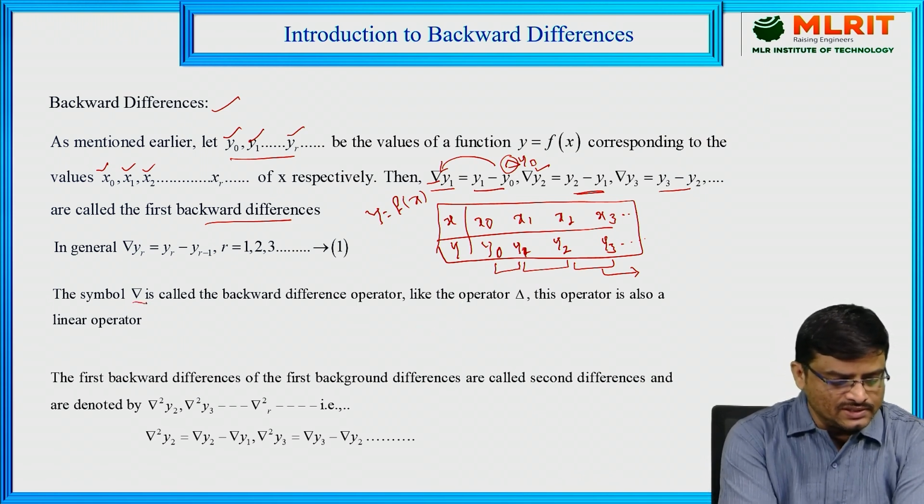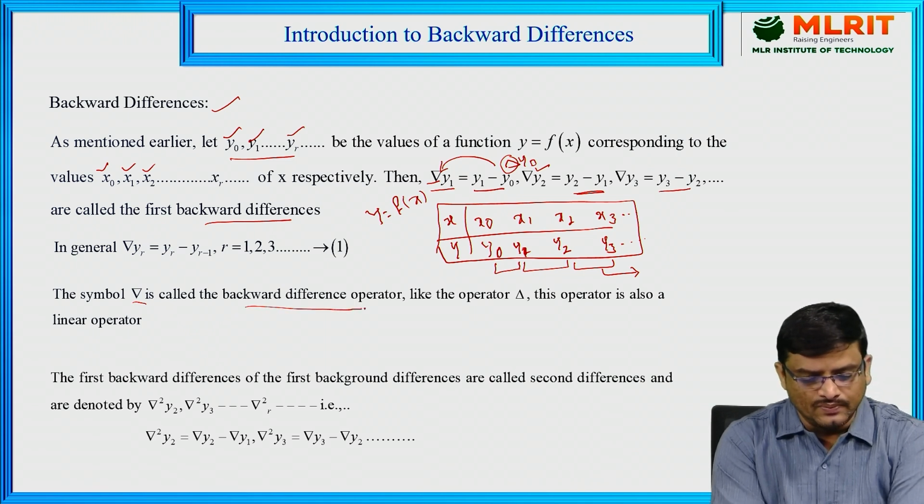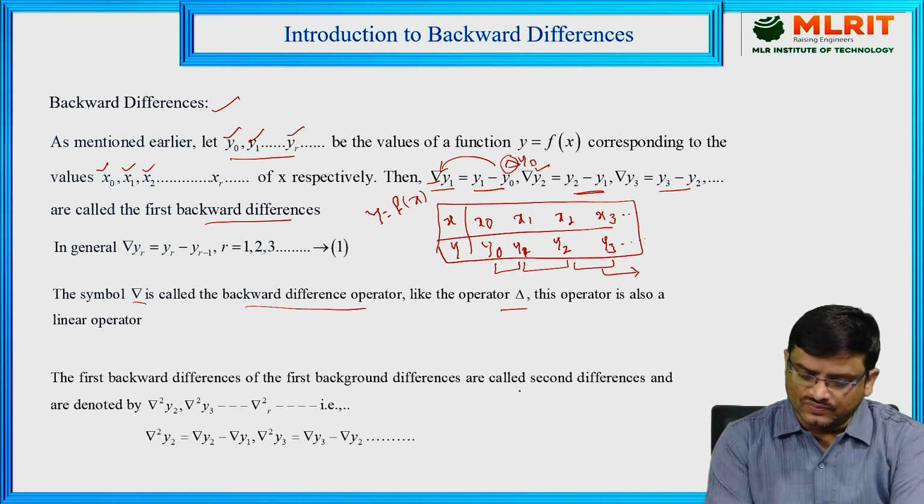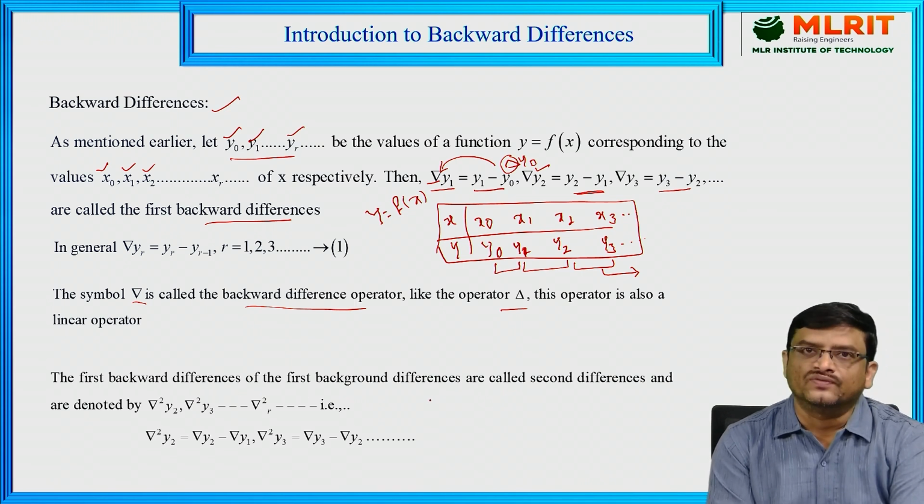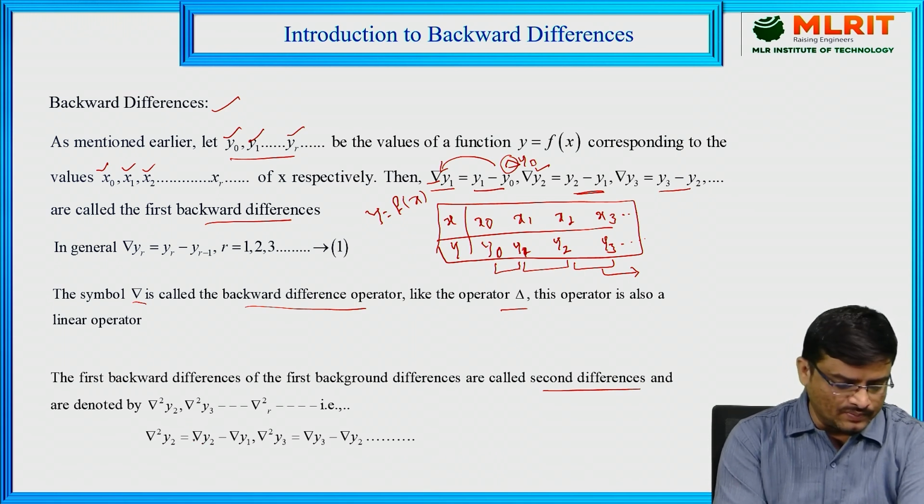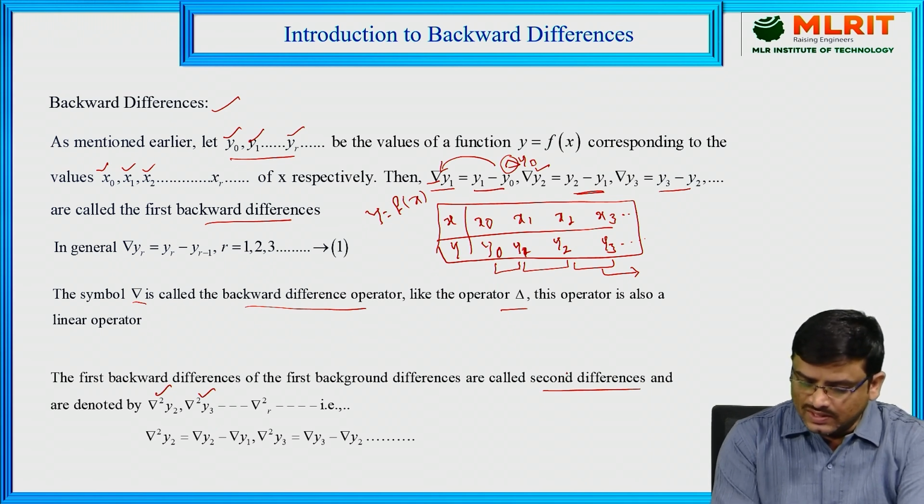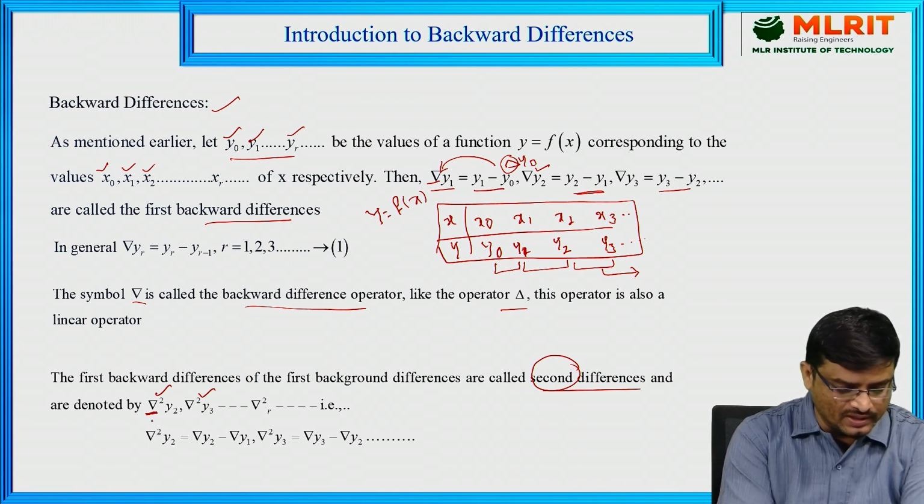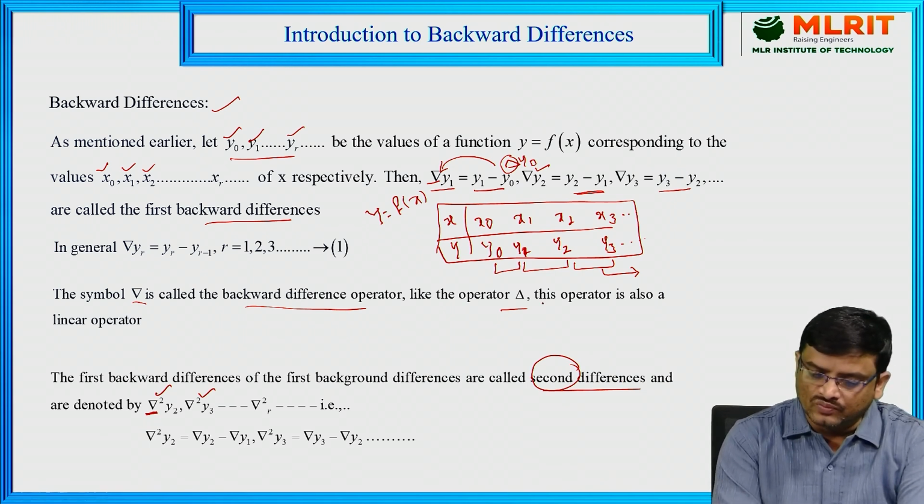Already we said that this del we call a backward difference operator, and it acts similar to this delta here. Whatever values we got in the first backward differences, if you find the differences of these, we call them the second differences. Since we are saying second backward differences, the second backward difference is represented not with delta square but with del square. So del square represents the second backward differences of y values here.